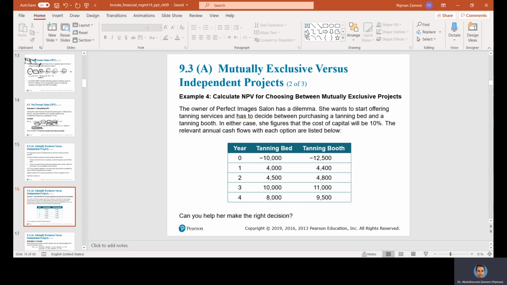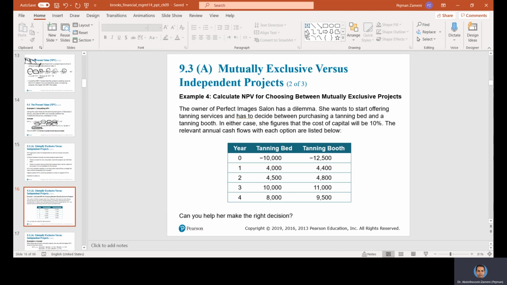Okay, let's see. Now we have two projects here, tanning bed and tanning booth. But which one to choose? Because we have just a limited amount of money, limited amount of resources, we cannot run both projects at the same time. We need to decide. This is called mutually exclusive. Why? Because we just want to choose one of these projects.